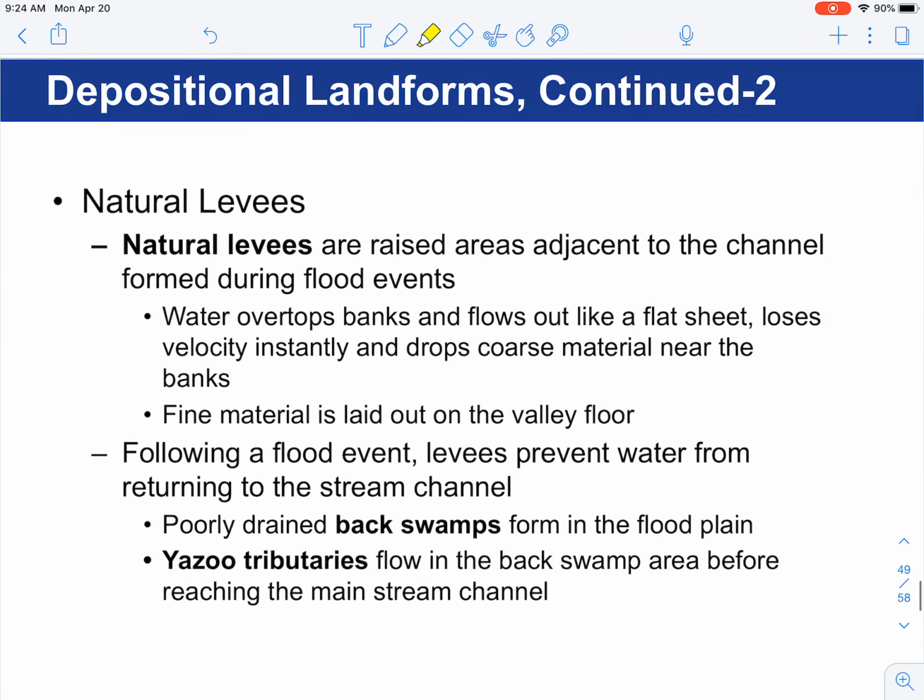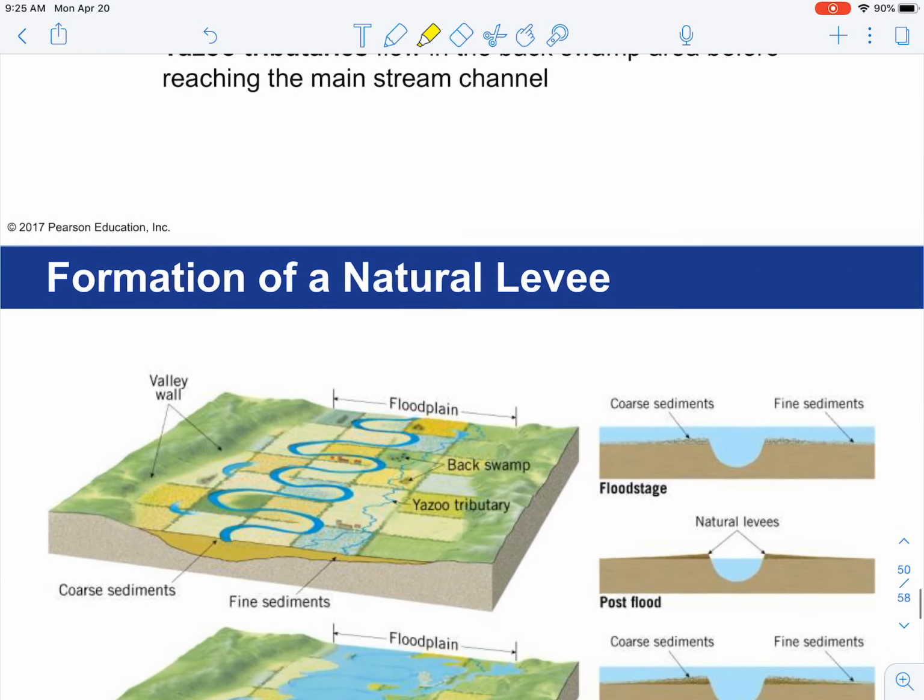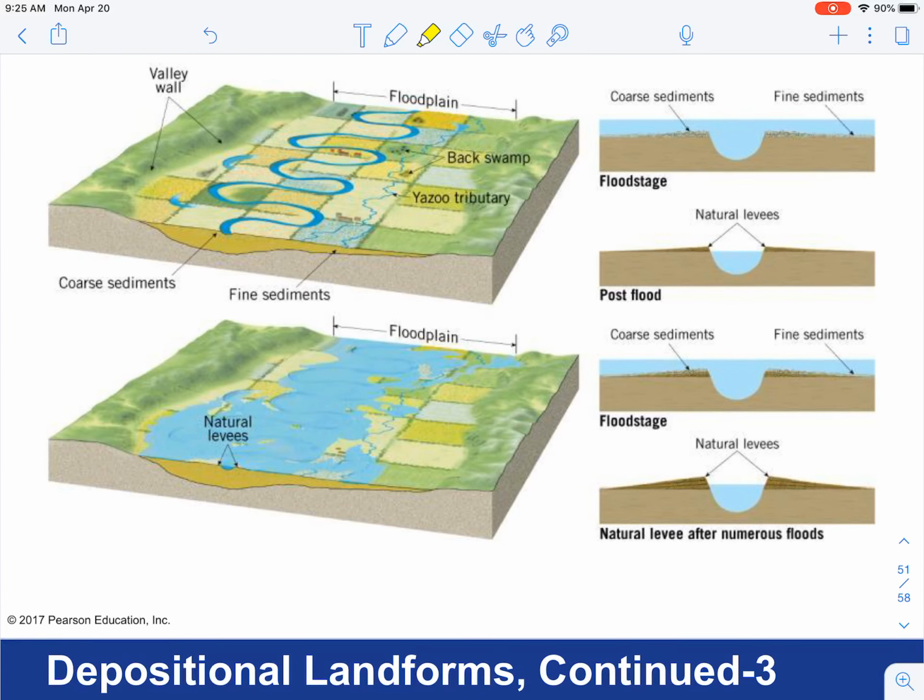So what do we do? We build levees, and levees are just raised, you can think of them like ridges adjacent to the river channel. What they do is they heighten the channel banks, basically. So during heavy rainfall, as the water in the river tries to crest above the floodplain, these ridges prevent flow into the floodplain. So anyway, they work great until they don't work.